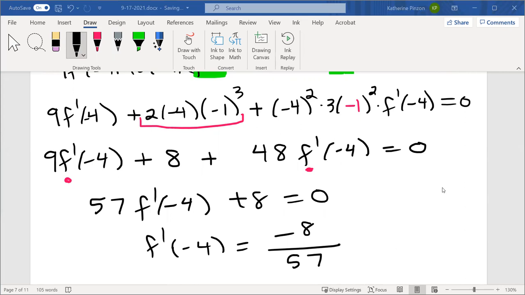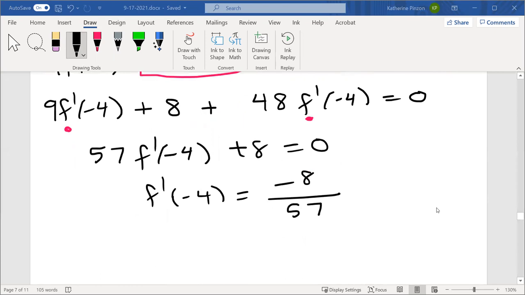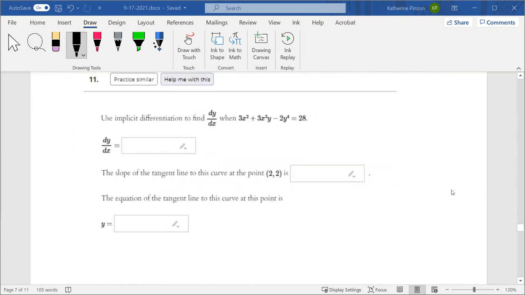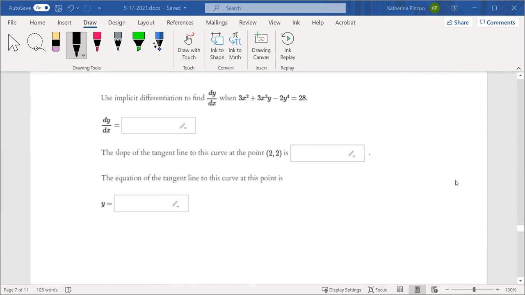I have 20 more minutes. I only have 2 more problems, 3 maybe. I can make it. This is not a Friday afternoon homework. This is like a Tuesday morning homework, I feel like.